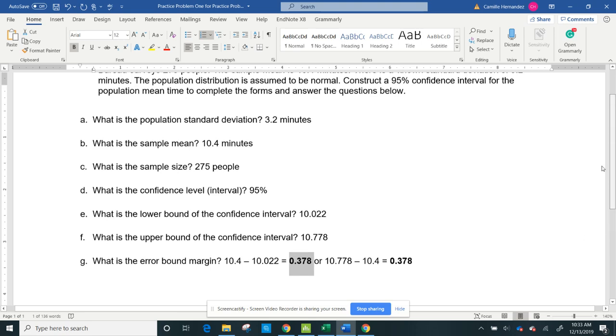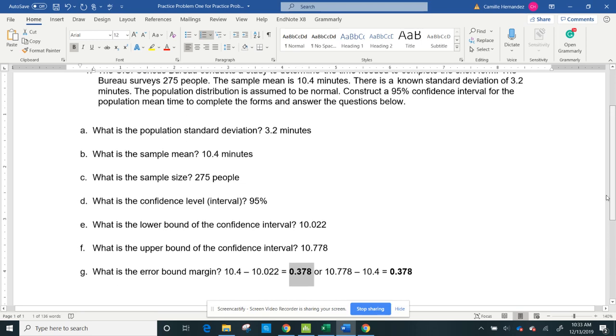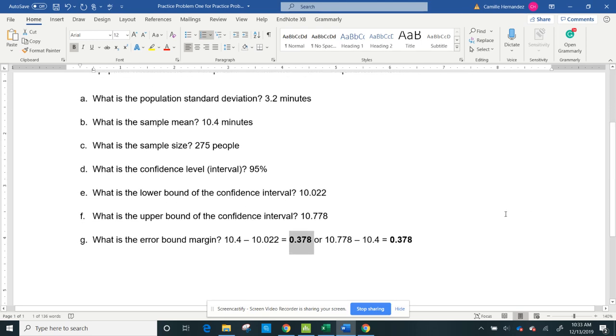So I answered all my steps, and I can conclude that I'm 95% confident that the average time it takes somebody to complete the short form is between 10.022 and 10.778. So that population mean is going to fall between that lower and that upper bound.